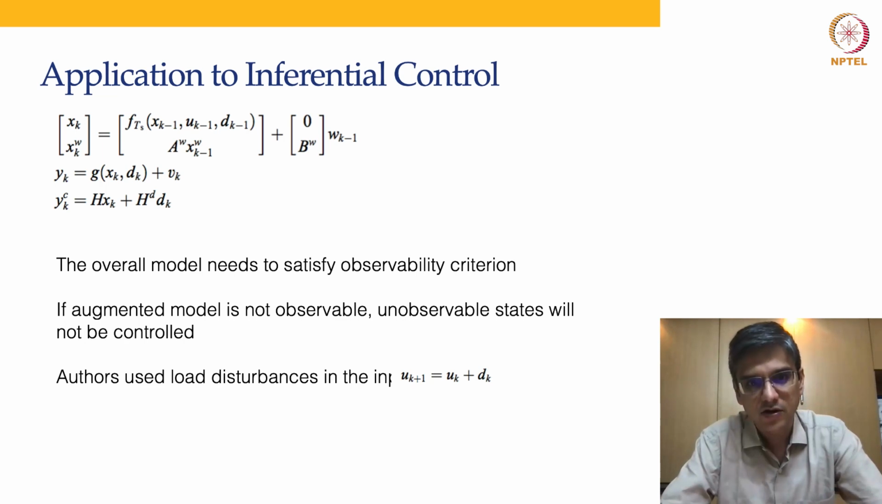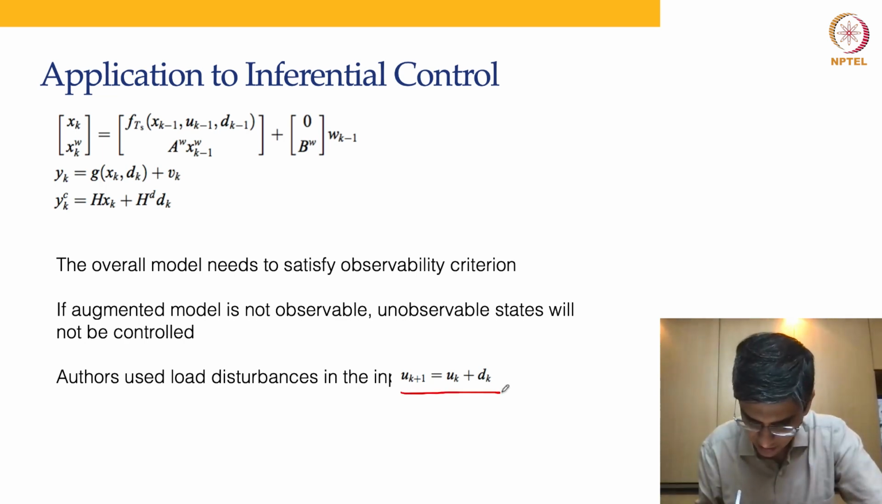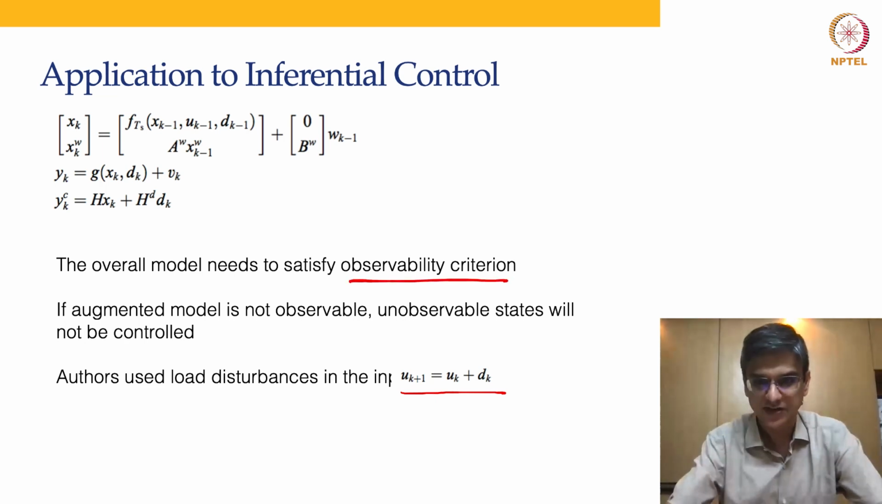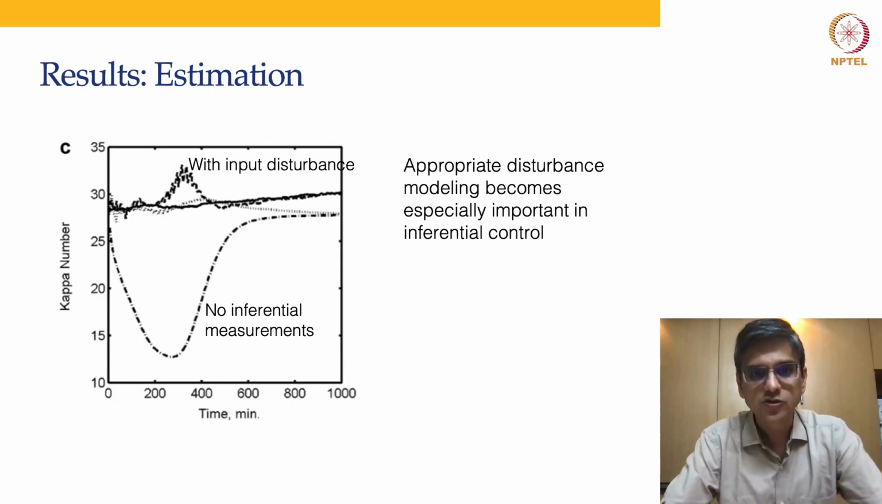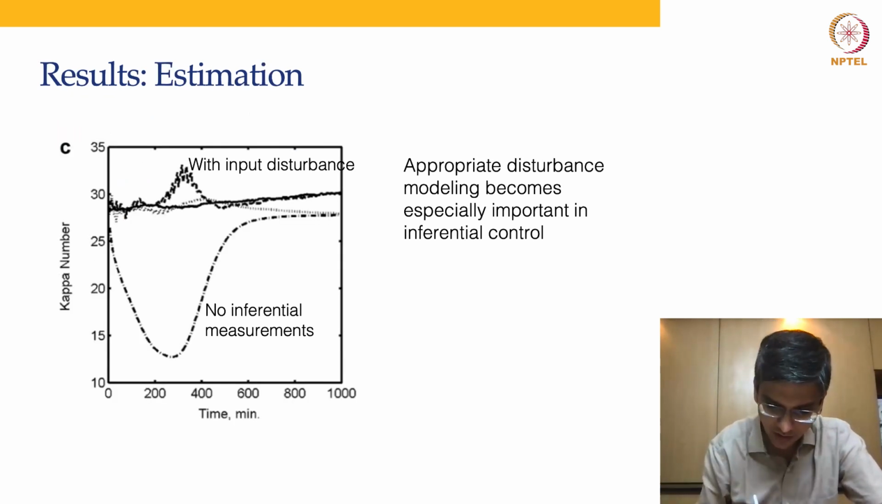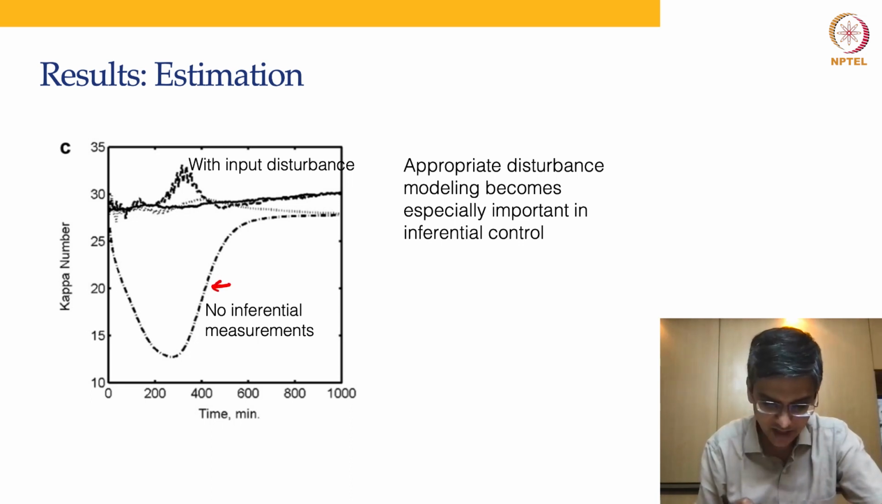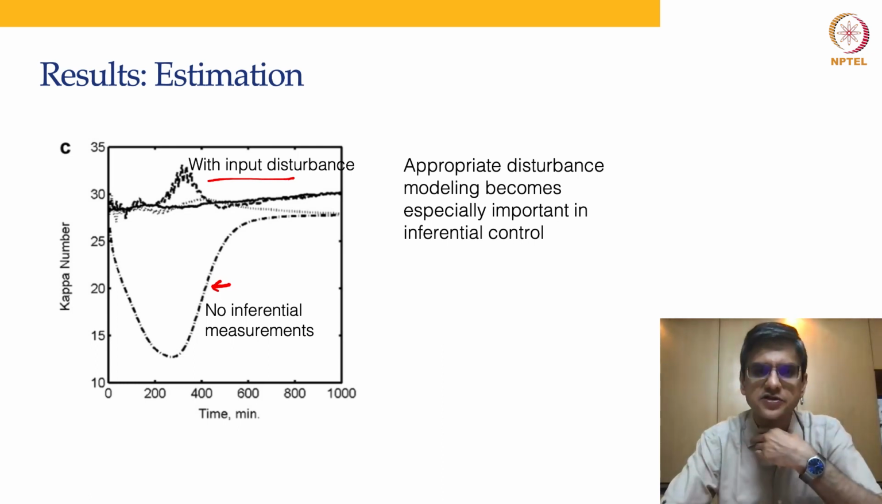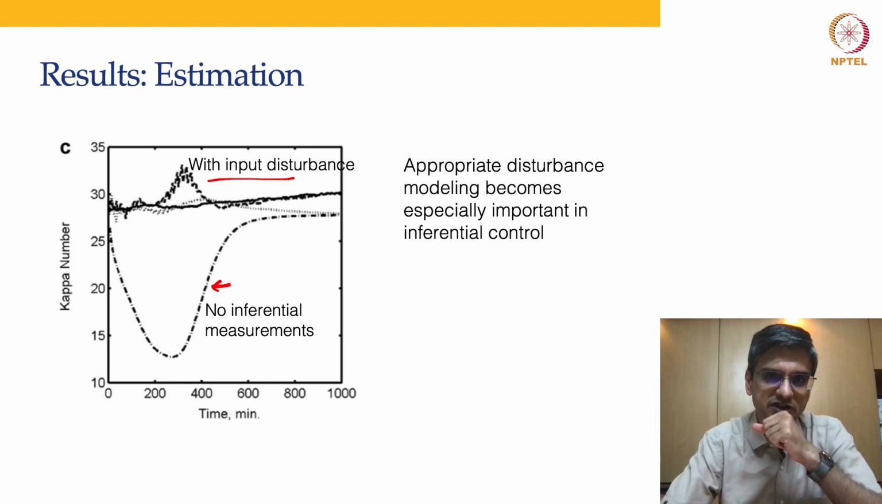This is where I said that load disturbances in input is what the authors have considered and ensured that it satisfies the observability criteria. And when they used this for control without any inferential measurements, you see that the kappa number behaves so poorly. Whereas when they do introduce the input disturbance model, they are able to control the kappa number at its set point. Okay, so the important takeaway from this is, especially when you have inferential control, always, but especially when you have inferential control, an appropriate disturbance model becomes extremely important.